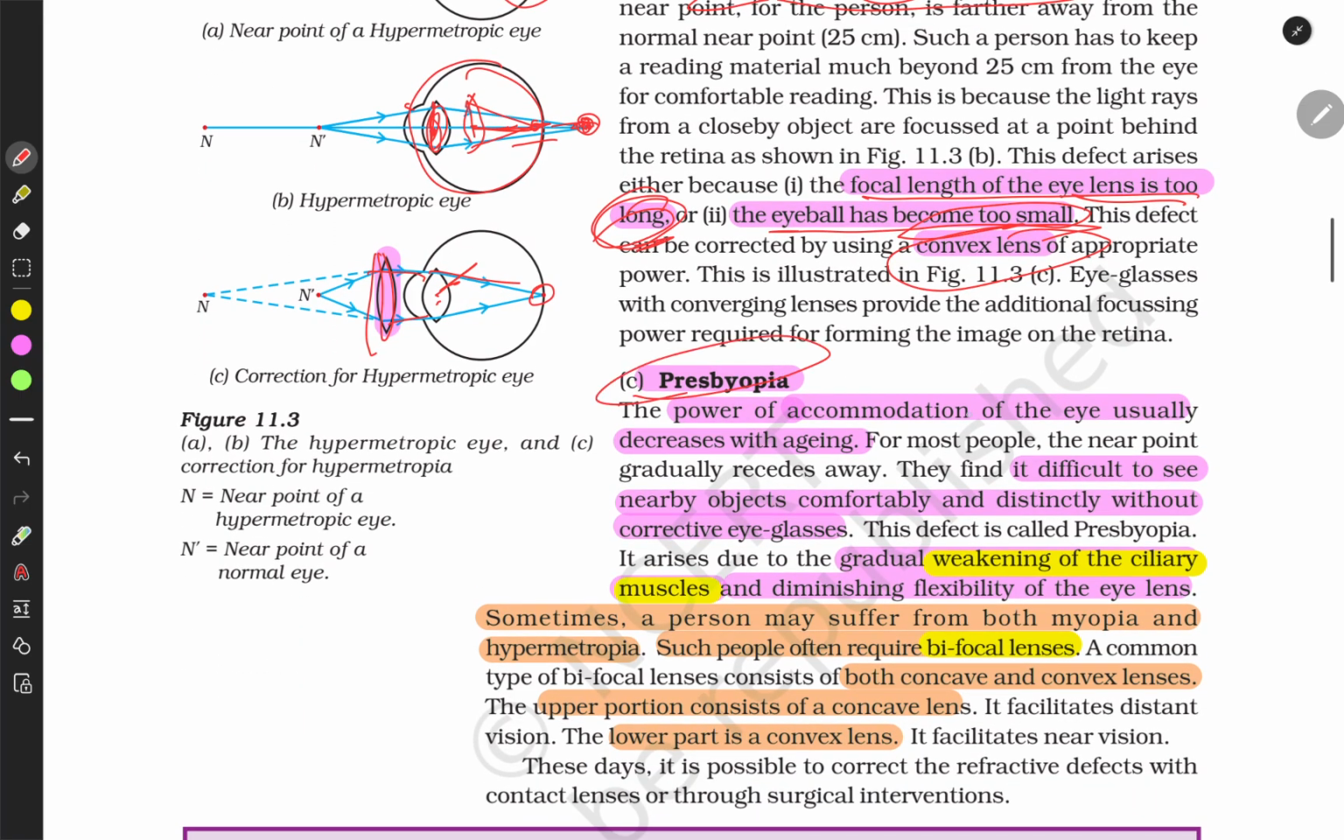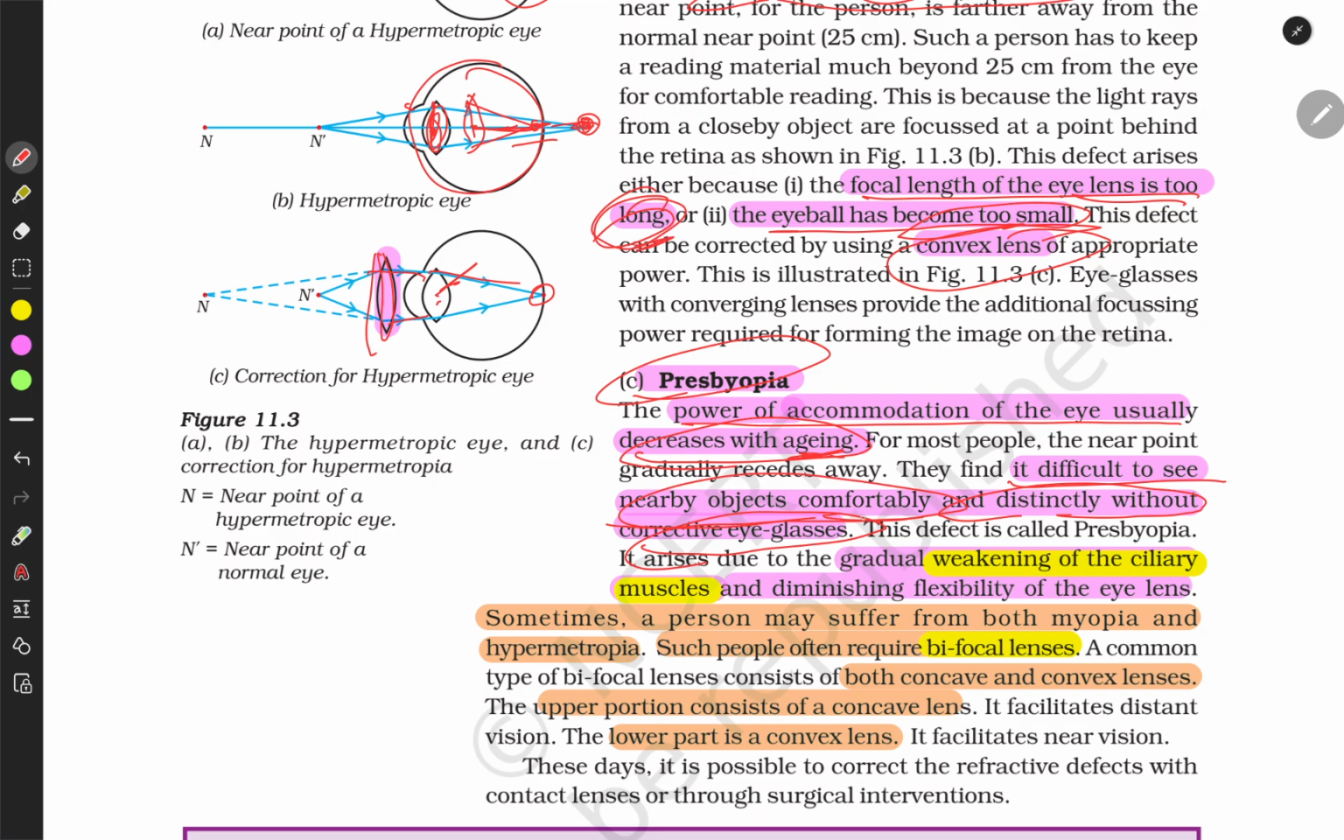The third type of category is presbyopia, and the power of accommodation in this case usually decreases with aging. This happens in old age, and it is difficult to see nearby objects comfortably and distinctly without corrective glasses.